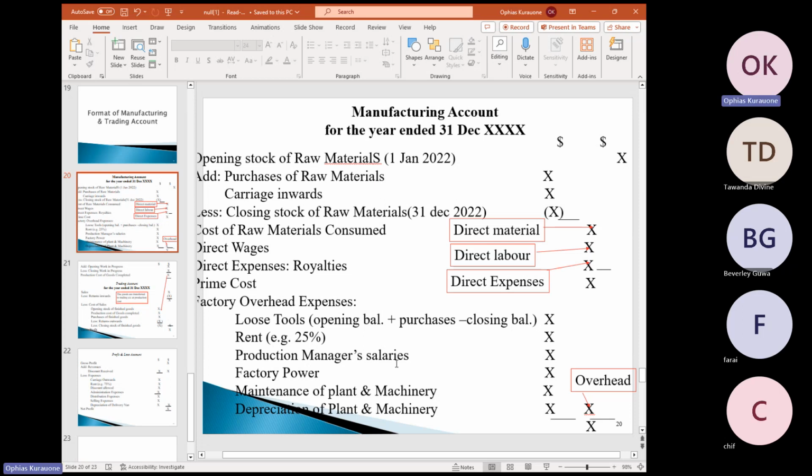You can run your business in a modern way, whereby you need to invest into energy. Then maintenance of plant and equipment. The equipment needs to be maintained and the machinery also needs to be maintained. That is very important. Then depreciation of plant and machinery.